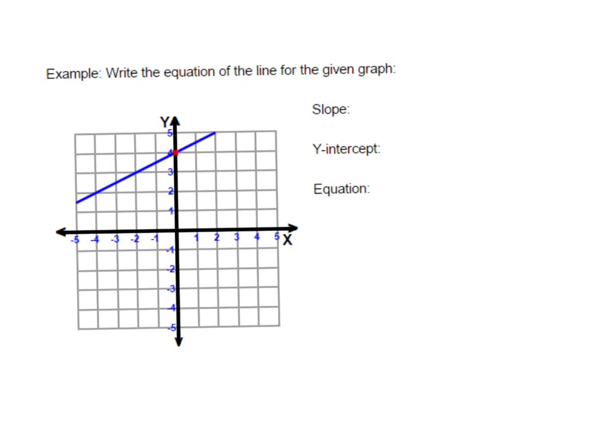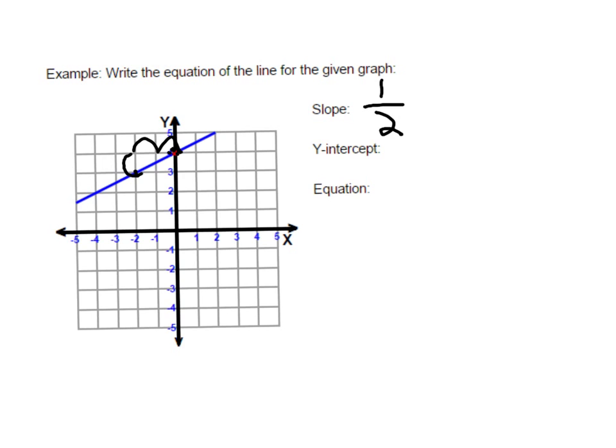Okay, in this example, I've got a couple of points. I've got a point right here, and I've got another point right here. So my rise is here, my run would be here. For my slope, I've got a rise of 1, a run of 2. Because I'm going up to the right, that would be a positive slope.